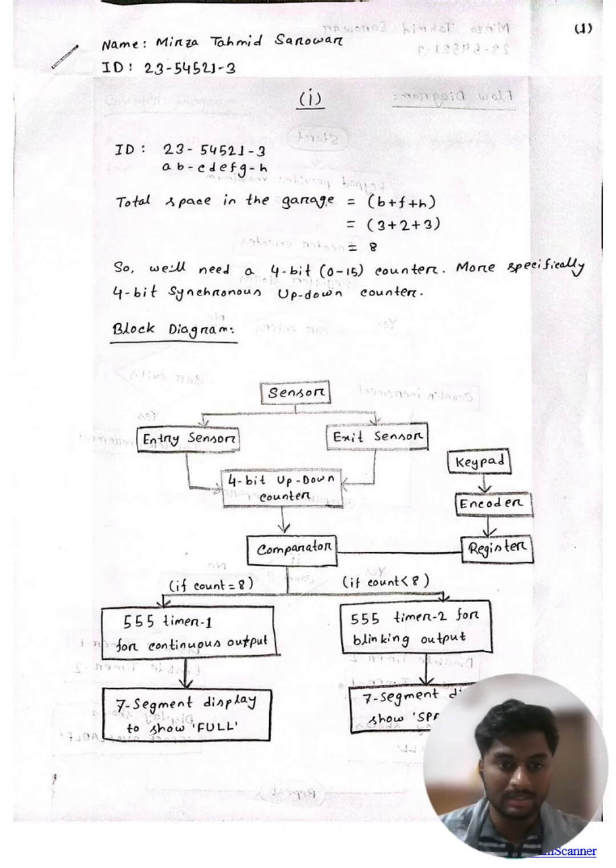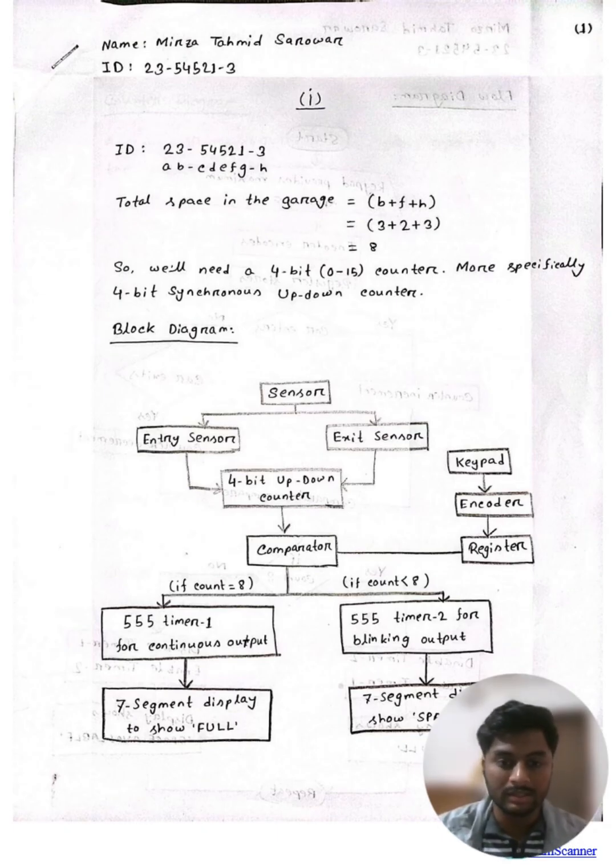Here we can see the entry and exit sensors that we talked about earlier, and they are connected to the 4-bit counter. The 4-bit counter is connected to a comparator, and this comparator compares the maximum value with the cars present inside. If the value is above 8, the 7-segment display will show that the garage is full, and if it's less than 8, it will say space available while blinking the LED.